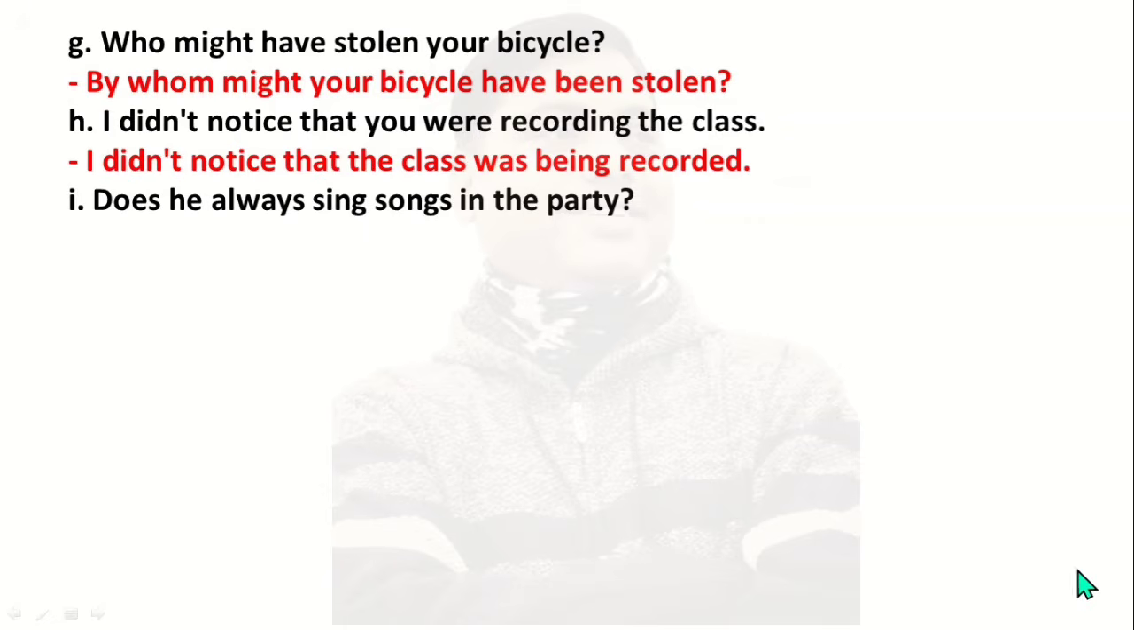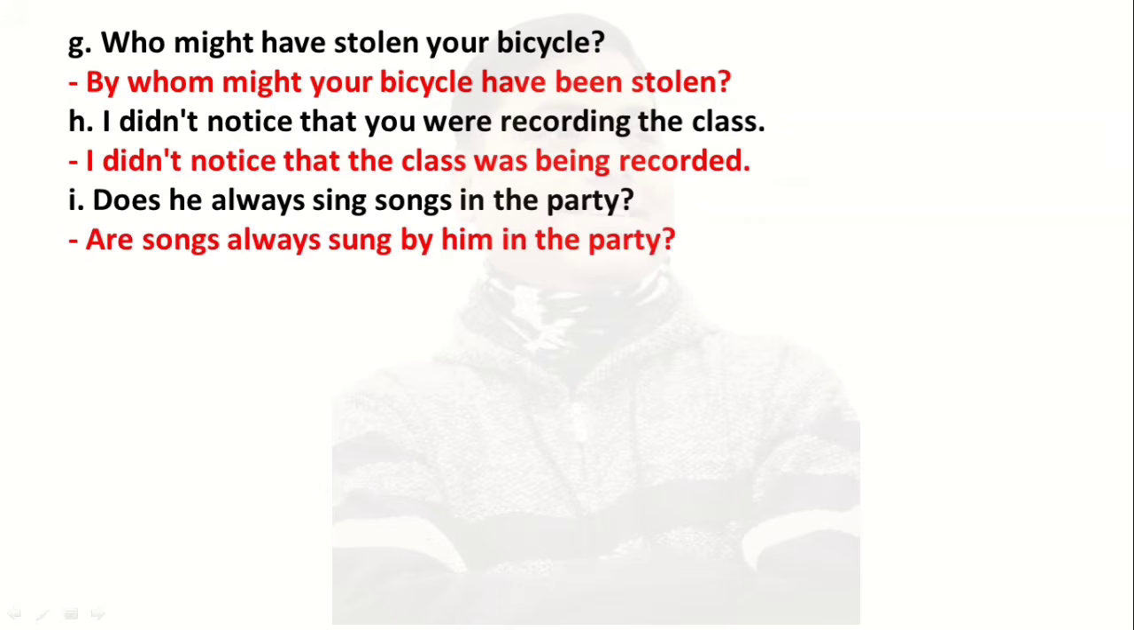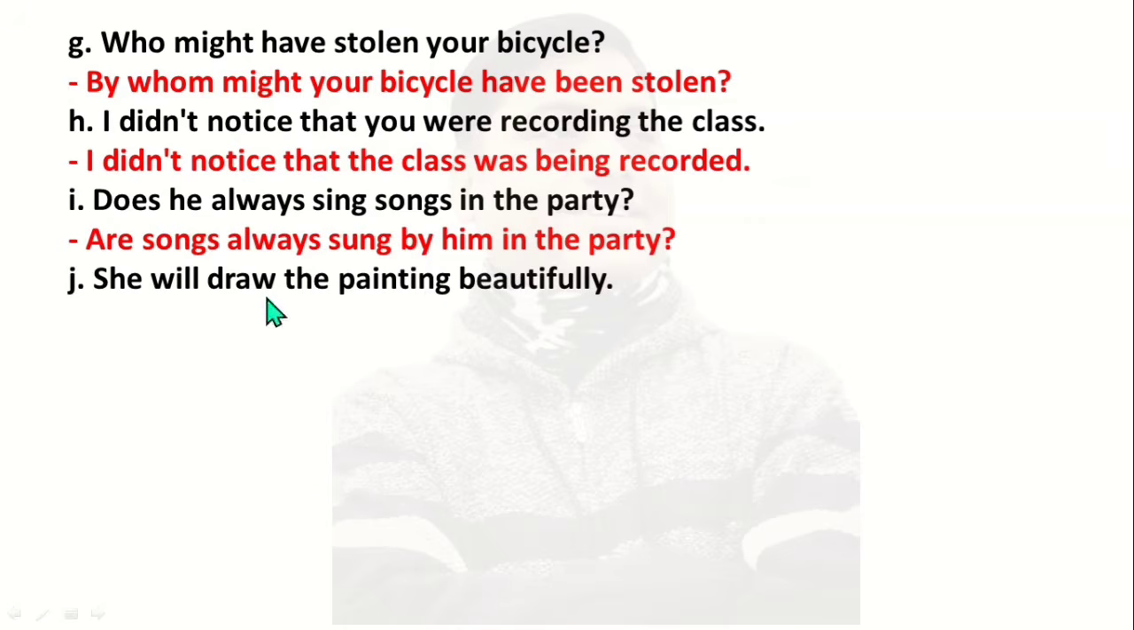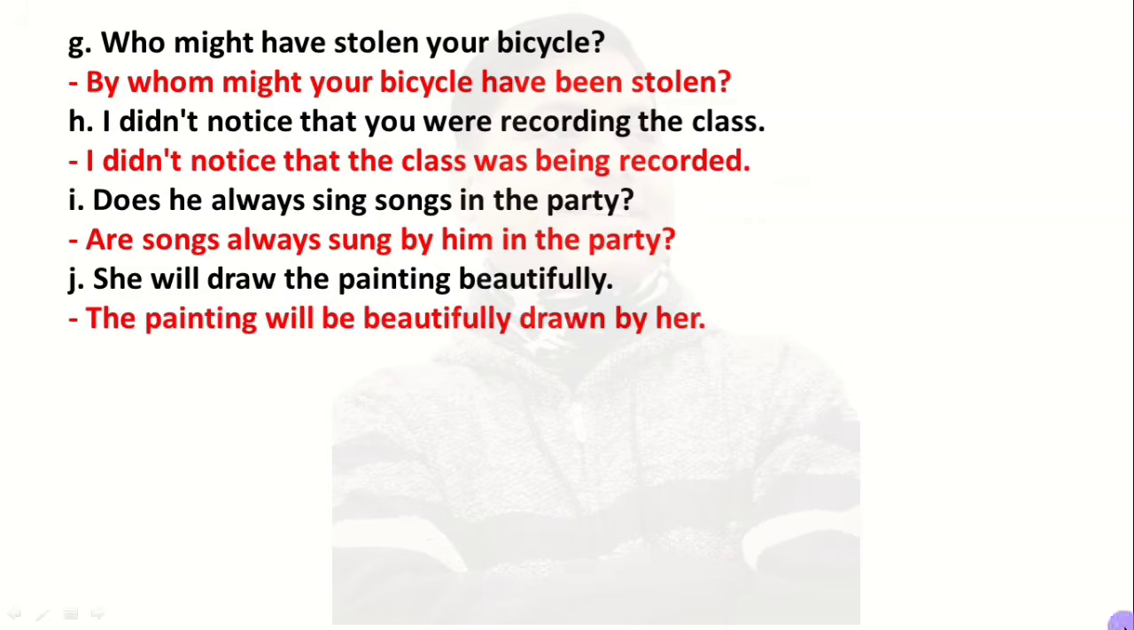Next, does he always sing songs at the party? So "sing songs" will go ahead, and "does" becomes "are". Are songs always sung by him at the party? She will draw the painting beautifully. The painting will come ahead. So the right answer will be: the painting will be beautifully drawn by her.